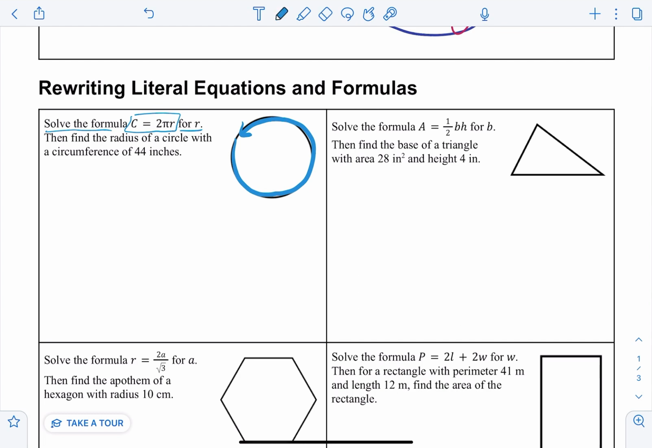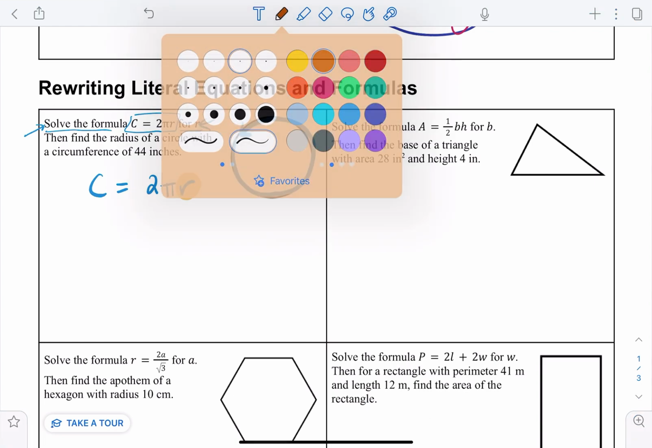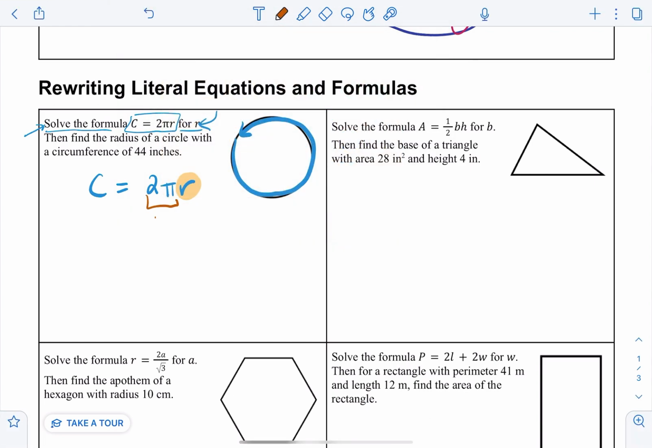And so what it means to solve the formula for r is that we actually want to get r alone in the equation. So in this equation, we've got circumference equals 2 times pi times r, and this r right here is what we're trying to solve for, so we want to get that alone on one side of the equal sign. So in order to get that alone, we want to be able to get rid of these other things.